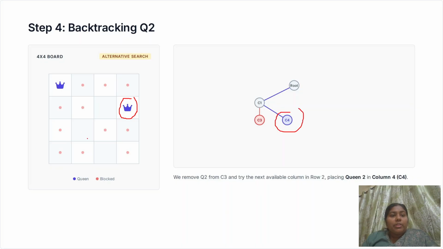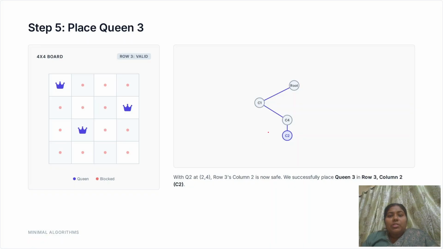If I place it here, I am not able to place the queen here, nor here on the third row, and on the first column also it is not possible. But we are able to place the queen here. This is another case. So I place the queen on the second column of the third row. Now I check whether I am able to place the queen in the fourth row. It is not possible because we have an attack here.